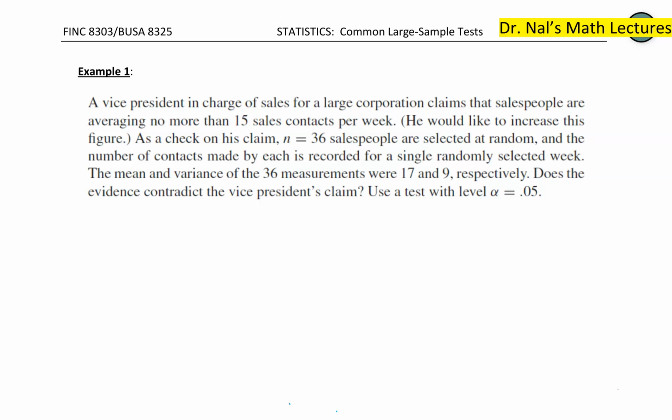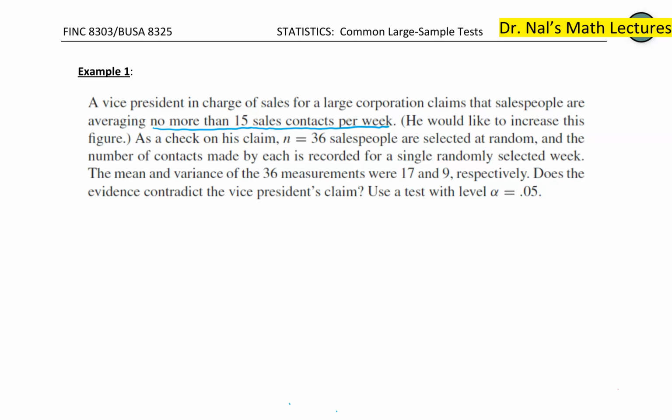A vice president in charge of sales for a large corporation claims that salespeople are averaging no more than 15 sales contacts per week. So he's very pessimistic about his own salespeople, and he claims that they average no more than 15 sales contacts per week. He would like to increase this figure, obviously, because more sales contacts means more sales.